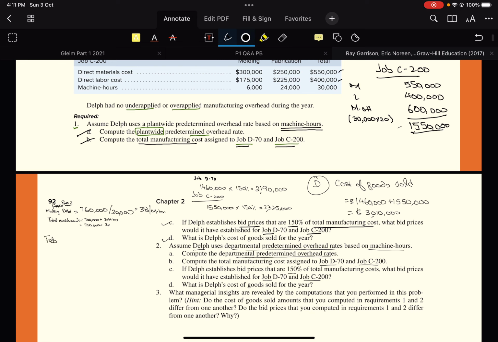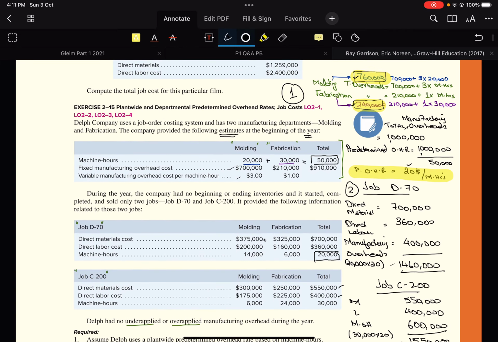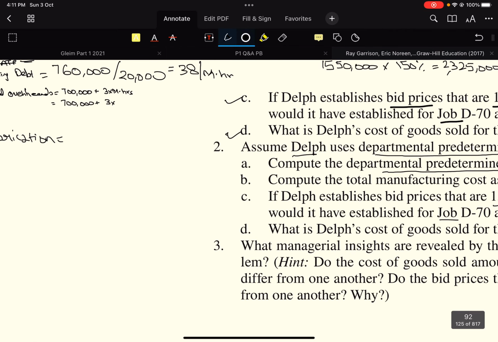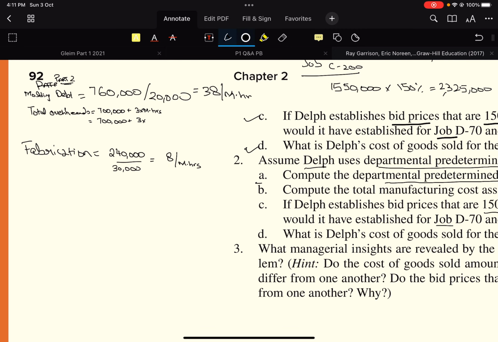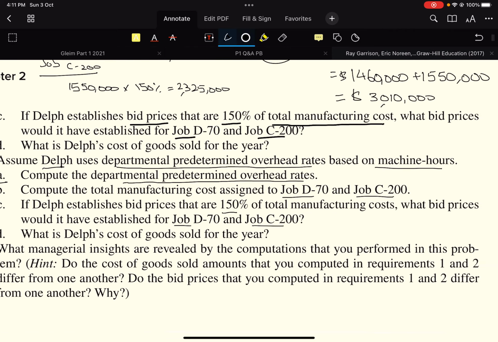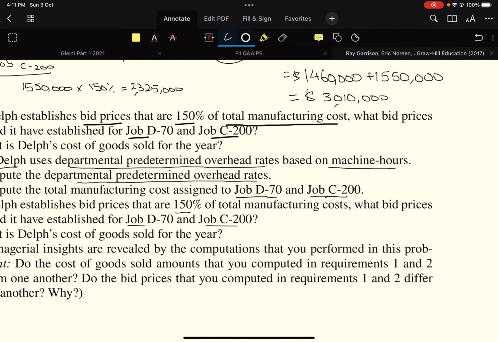For fabrication, cost is 240,000 divided by the number of machine hours, 30,000. Predetermined overhead rate is 8 per machine hour. So this is part 2 sub A. They want to allocate department-wise predetermined overhead cost to each job.